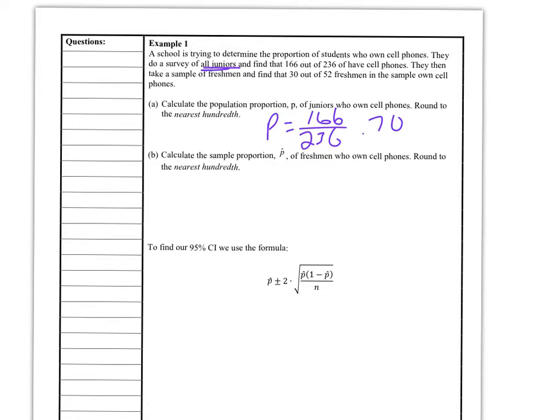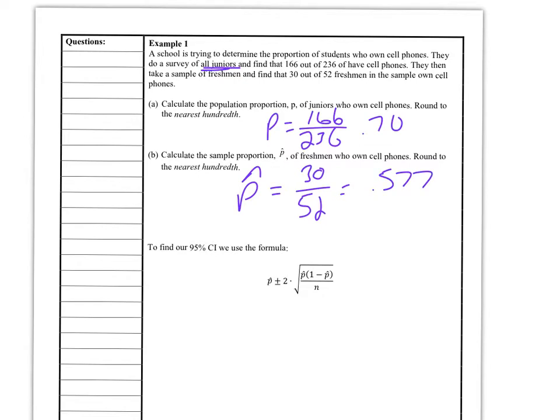The next part: calculate the sample proportion, p hat, of freshmen who own cell phones, to the nearest hundredth. So p hat, still the same idea, is still a part over a whole, but p hat is indicating that it is a sample. This is not all of the data, and because it is not all of the data, it is subject to being wrong.